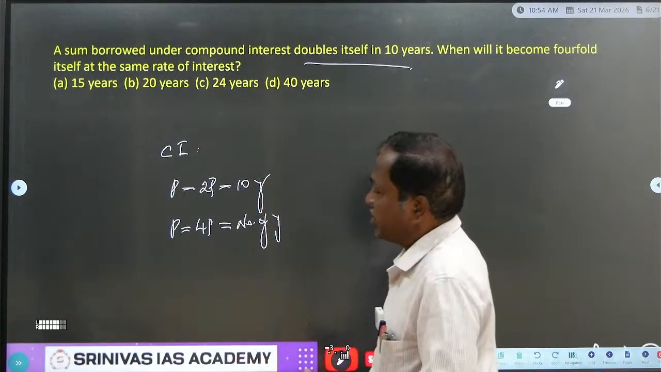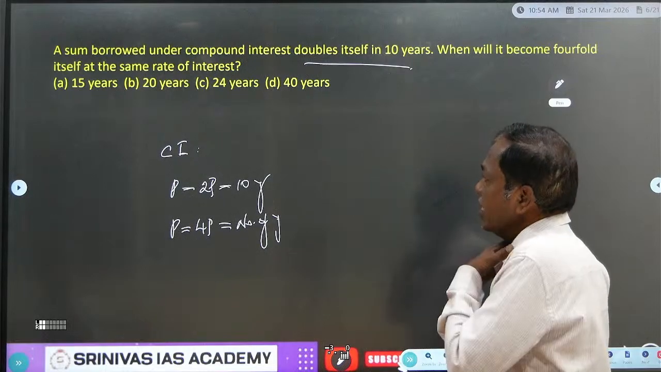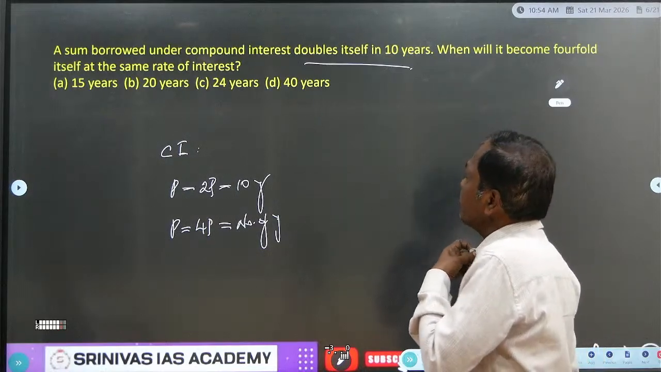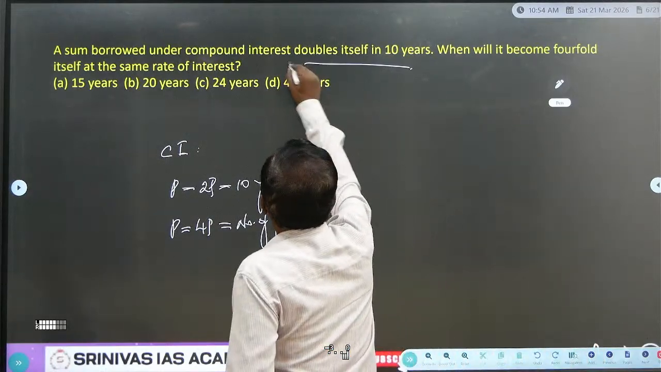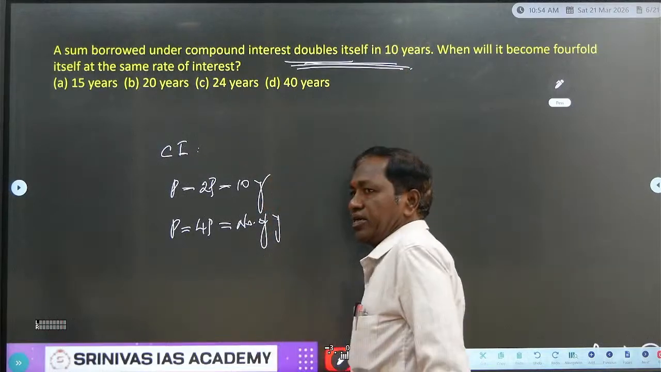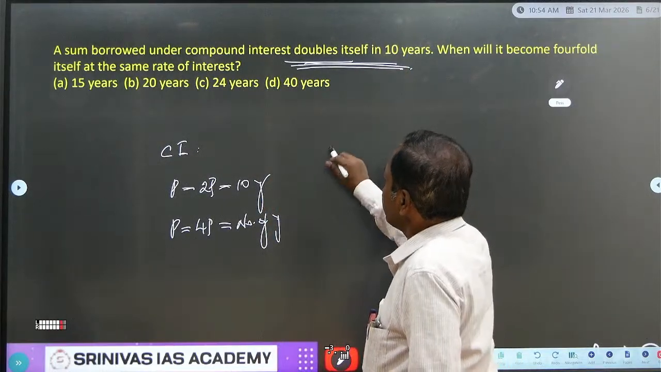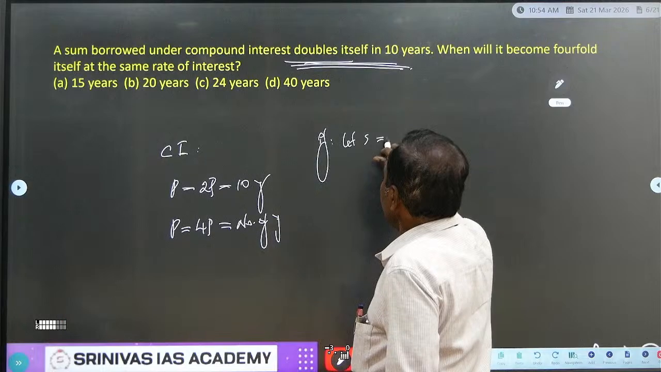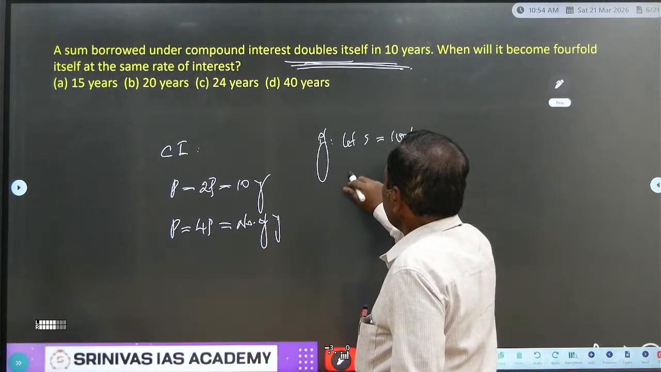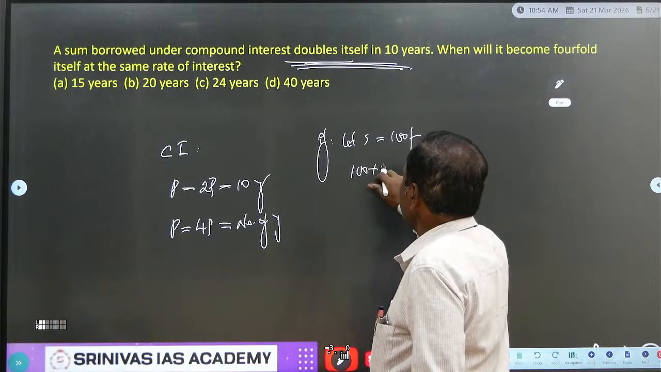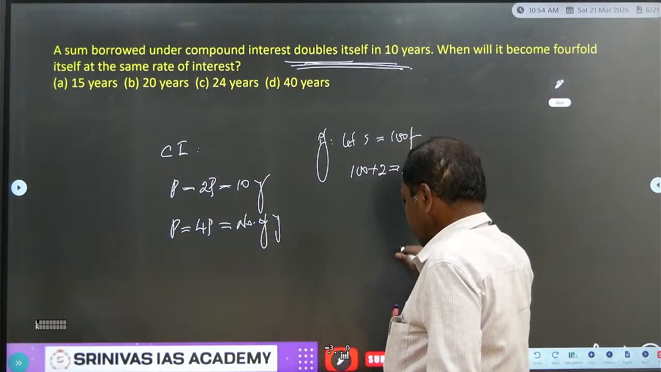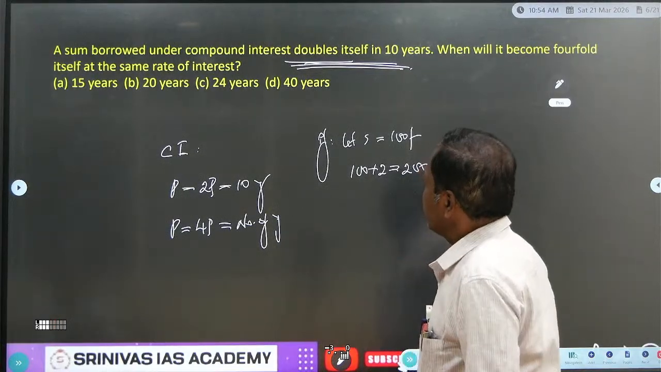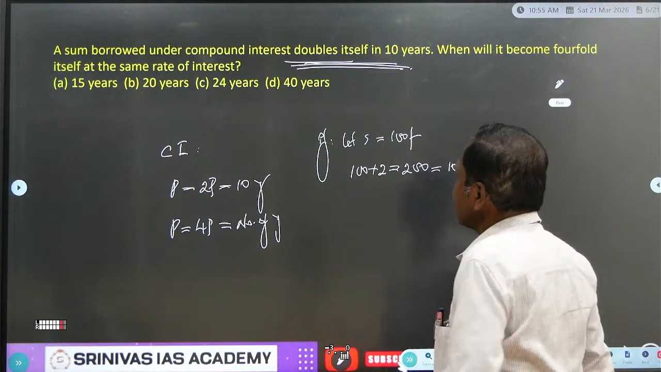Now, the rate of interest is not given. To know the rate of interest, we have to take this. Doubles itself in 10 years. It means if the sum, let S be 100, that becomes double. It means 100 into 2. It becomes 200 in 10 years time. Like that, you will know the rate of interest.